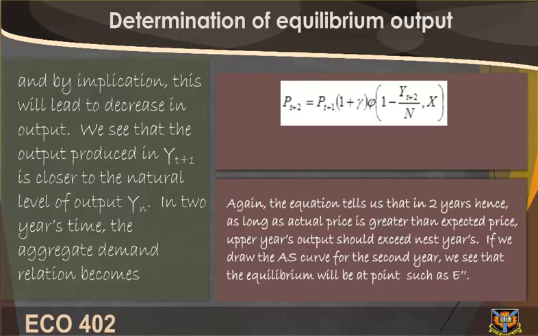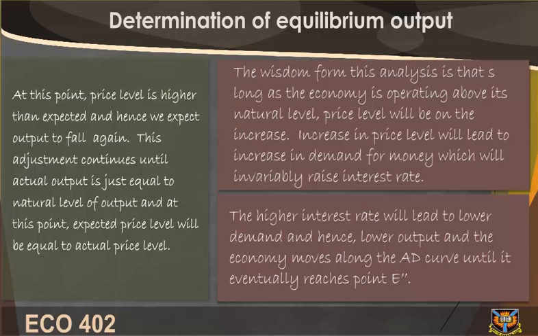In 2 years' time, the aggregate demand relation becomes. Again, the equation tells us that in 2 years hence, as long as actual price is greater than expected price, upper year's output should exceed next year's. If we draw the AS curve for the second year, we see that the equilibrium will be at points such as E prime prime. At this point, price level is higher than expected, and hence we expect output to fall again. This adjustment continues until actual output is just equal to natural level of output, and at this point, expected price level will be equal to actual price level.